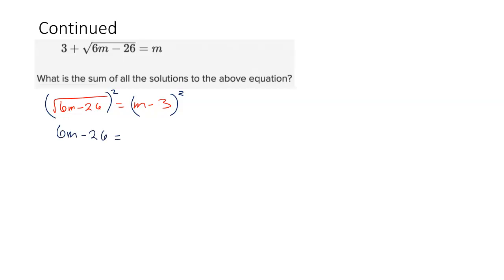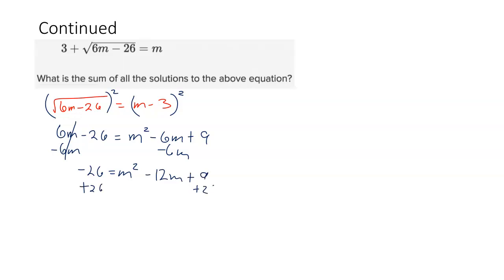6m minus 26. When we expand this out, we get m squared minus 6m plus 9. And then we'll group everything to one side. Okay, so we get a quadratic. Now we need to factor it. Well, it multiplies to give me 35, but adds to give me negative 12. Negative 7 and negative 5.